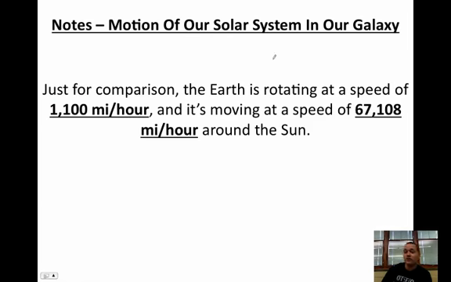So just for comparison, the Earth is rotating at a speed of 1,100 miles an hour, which means we're moving on our axis, Earth is spinning at 1,100 miles an hour, and we are spinning and revolving around the sun. Here's the sun, and we're revolving around it at a speed of 67,108 miles an hour. So over the course of a 24-hour period, we have traveled millions of miles around the sun, and yet that was only 1 day, and it takes us 365 days to go around the sun one time.